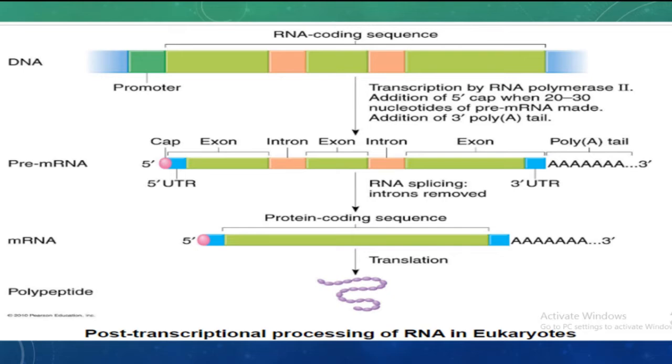Majorly, three kinds of modification happen. Eukaryotic mRNA contains introns as well as exons. Introns are non-coding sequences. They do not code for any genes, while exons are the DNA sequences which code for a gene, which will subsequently be converted into protein. So the first thing is splicing. In splicing, the non-coding region of introns gets removed from the mRNA sequence.